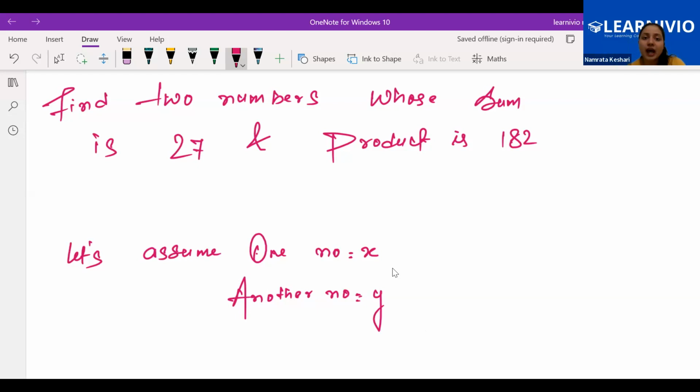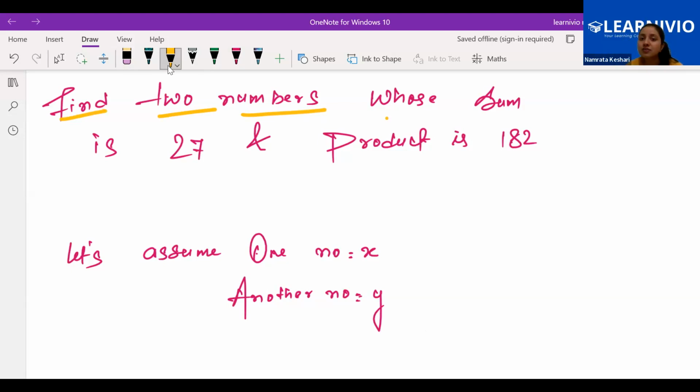Here the question clearly says find two numbers. Is there any relation with the numbers? Is it consecutive integers? Consecutive even numbers? Consecutive odd numbers? Nothing is mentioned in the question. It's two random numbers. That's why we are not able to consider one of them as x and the other as x plus 1 or x plus 2 or anything. We don't know about these two numbers and nothing is given.